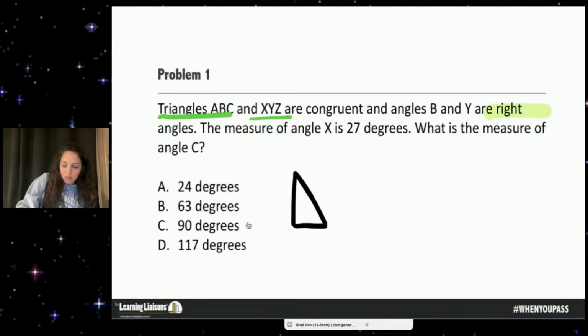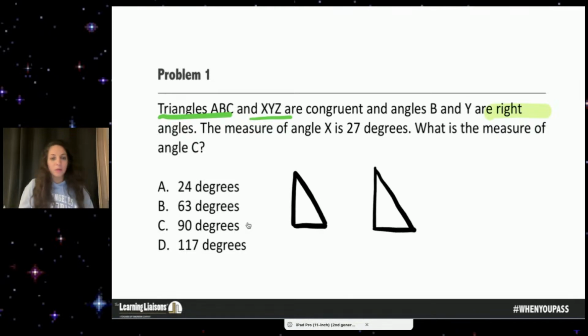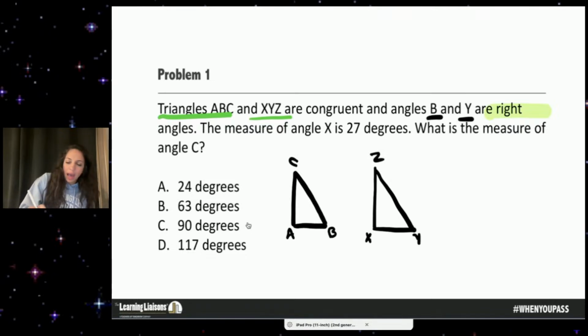So here's a right triangle, and here's another right triangle. And it said they were congruent, so I'm going to draw them to be as exact as possible. And I have ABC and XYZ, and angles B and Y are the right angles. Well, I labeled my triangles wrong because this is my right angle and it needs to be B and Y here. So I am going to go ahead and erase this. And I did that on purpose so you could see how I would solve that problem.